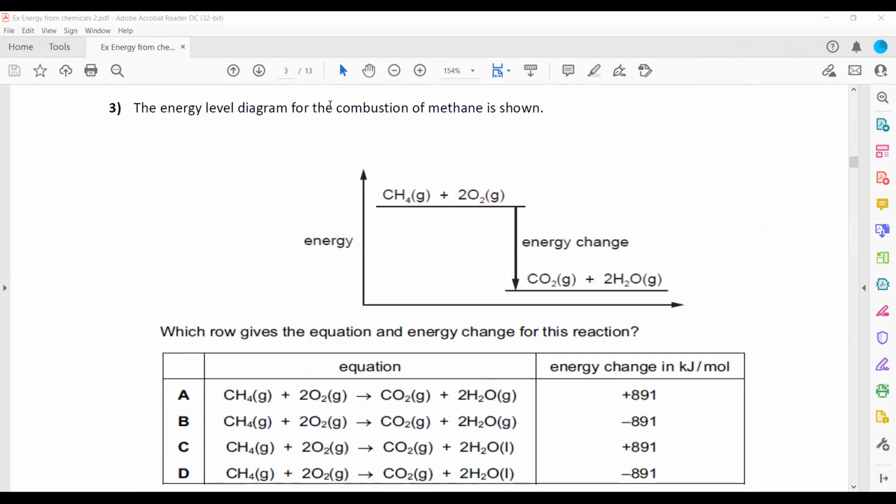So in this question, we don't have to calculate anything. We just have to select the right answer. The energy level diagram for combustion of methane is shown. When we burn something, the reaction is exothermic. And when the reaction is exothermic, the energy change will be negative. So because it's an exothermic reaction, combustion, either B or D can be the answer.